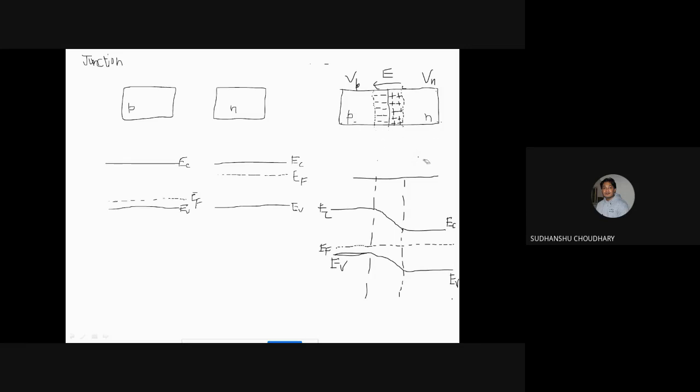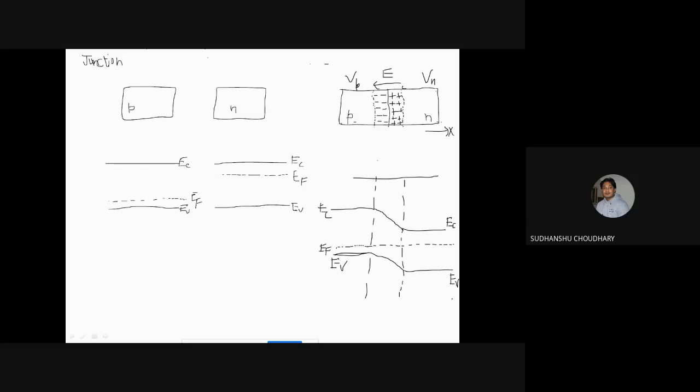Now let us try to draw the electrostatic potential profile at the junction. In this region only, you will see a gradient in electrostatic potential, right? In these two regions, the electrostatic potential is constant because you don't have any electric field. But in this region, the electrostatic potential will change with X, okay? And X is the position along the semiconductor.